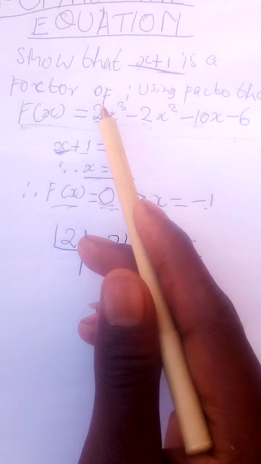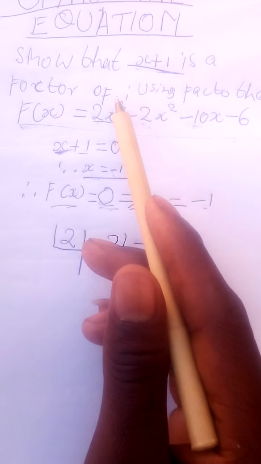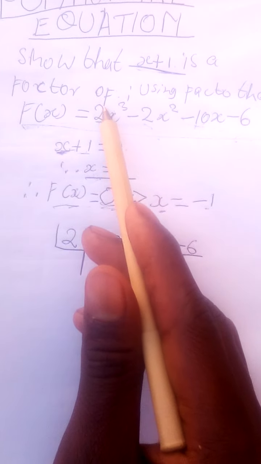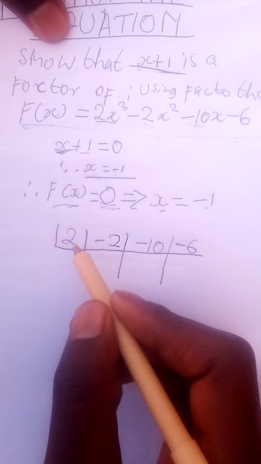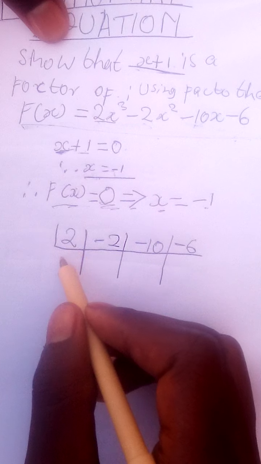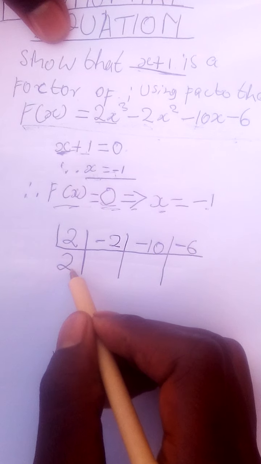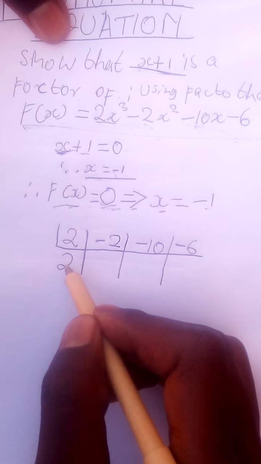You take not the first term, you take the coefficient. You take only the coefficient of the first term as it is. Then you write underneath of this 2. Then I'm going to have positive 2. I write this 2 as it is here.